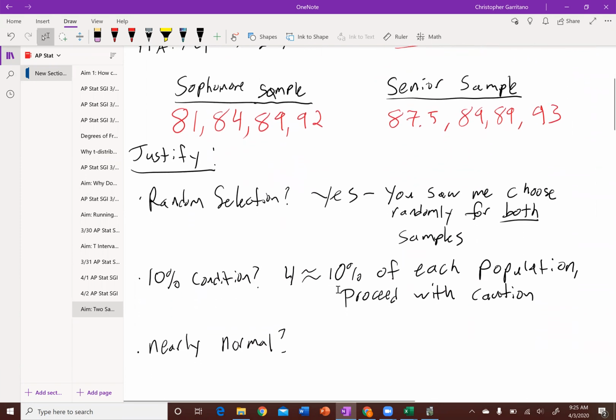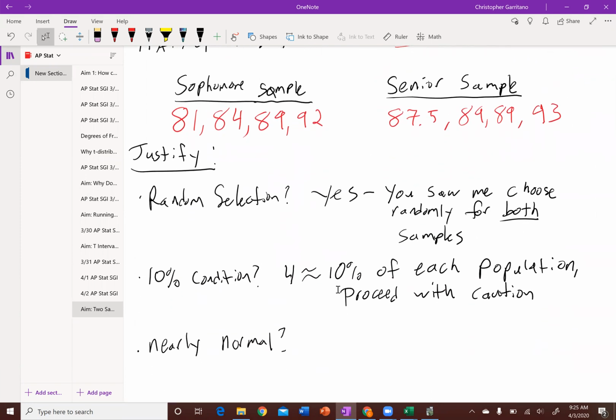Well, random selection, you saw me choose randomly for both samples, and I'm going to stress here that when you are justifying the conditions for a 2-sample t-test or a 2-sample t-interval, you need to make sure that the conditions are met separately for each individual sample. Okay? The 10% condition, 4 is approximately 10% of each population. It's actually a little bit more, so we're going to have to say proceed with caution in this case.